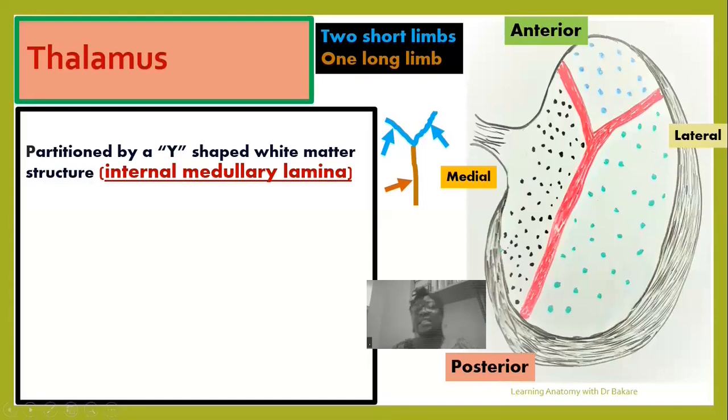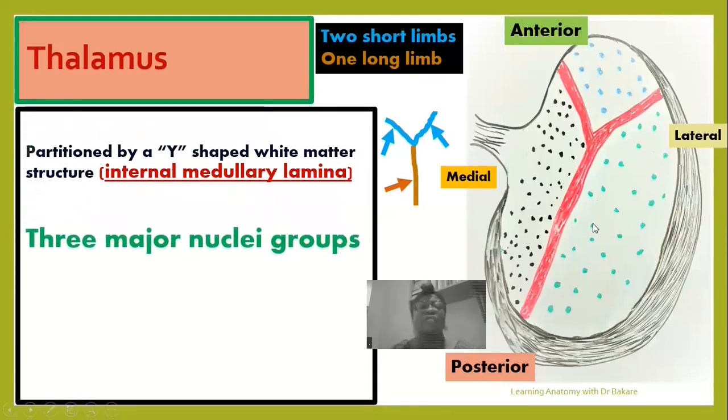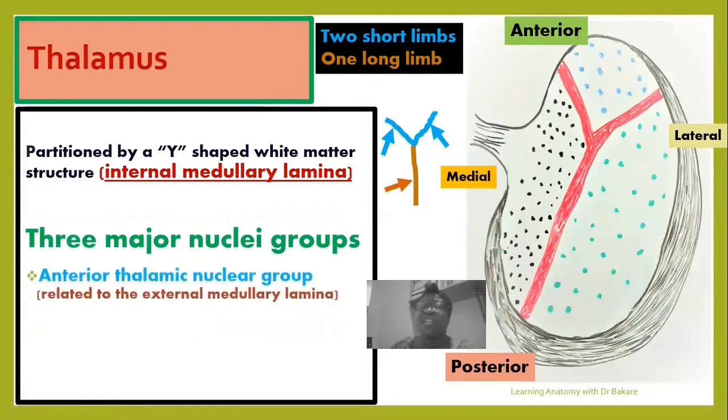So it is not just seen on the interior part of the thalamus, it is also seen to divide the thalamus into three major subnuclei components that it is made up of. So you look at this configuration here, you have it dividing the thalamus into three major nuclear groups. So we have three major nuclear groups. We have the anterior thalamic nuclear group, and as the name implies, it is located in the anterior part. If you look at it, this is the anterior position, this is the posterior position.